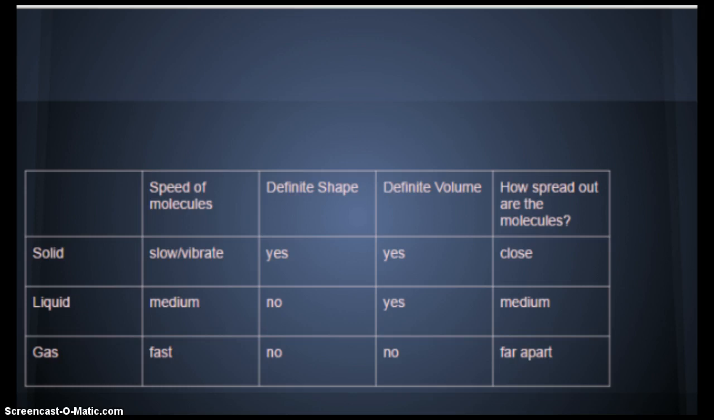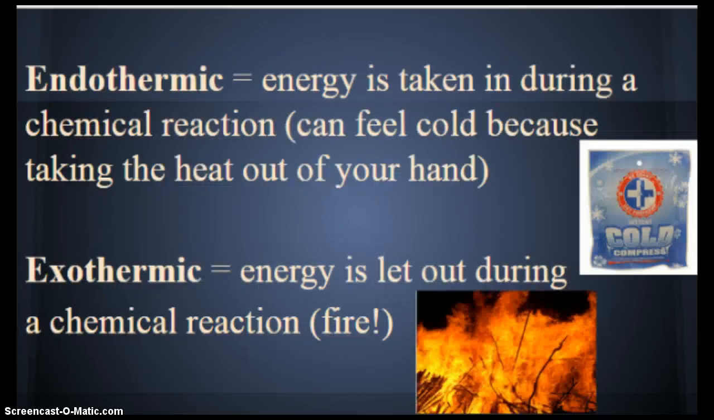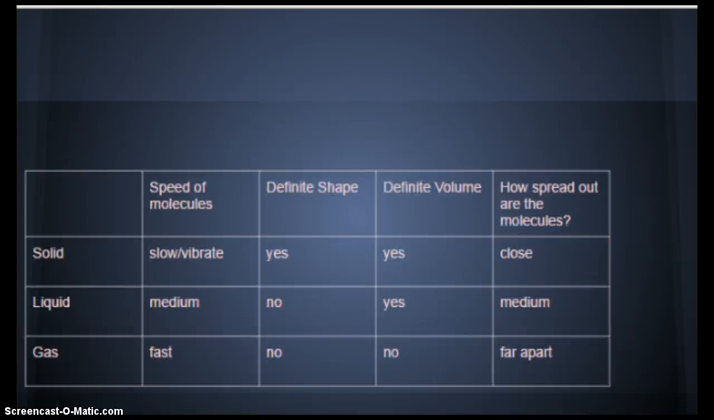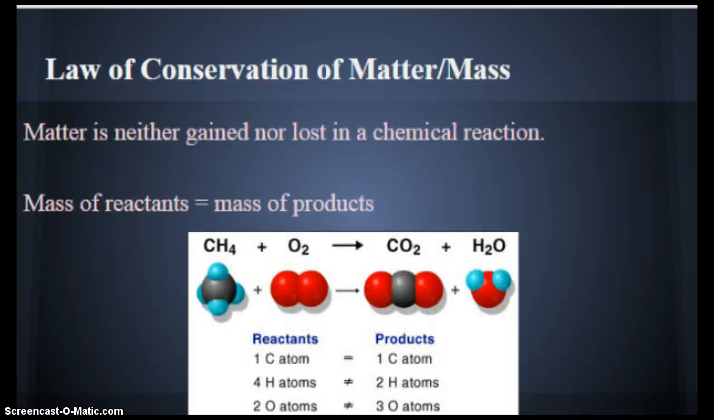All right, so that's everything we needed to cover for physical and chemical changes. Again, we talked about exo-endothermic. We talked about solids, liquids, and gases and their molecules and the speeds of molecules. We talked about the law of conservation of mass. Mass is neither gained nor lost. So the amount you start with is the same as the amount you end with, even if it's different molecules or substances.